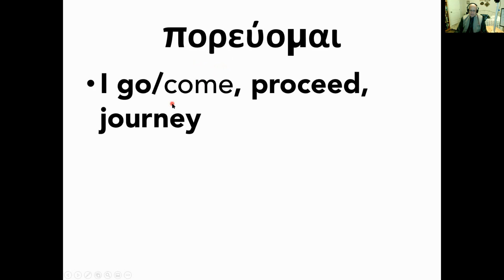Poreuomai, I go. More I go, but also sometimes I come, because again, like erchomai, Greek does not make a distinction. I go, proceed, or journey. It's more used for traveling.